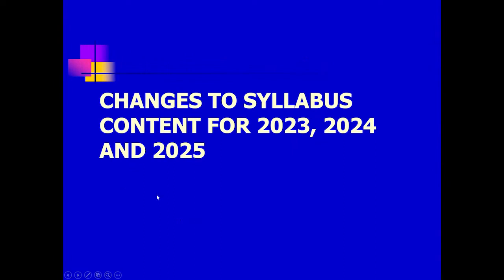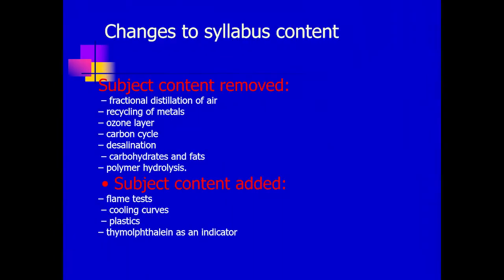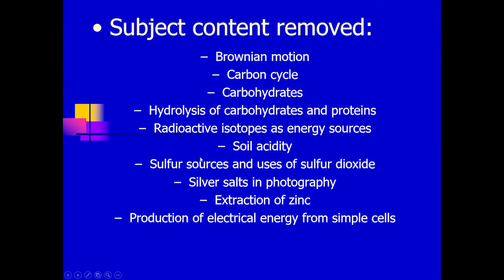Changes to syllabus content for 2023 and 2024 till 2025. Subject content removed from the O Level syllabus: fractional distillation of air, recycling of metals, ozone layer, carbon cycle, desalination, carbohydrates and fats, polymer hydrolysis. And the subject content which is being added: flame test, cooling curve, plastics, thymolphthalein as an indicator.